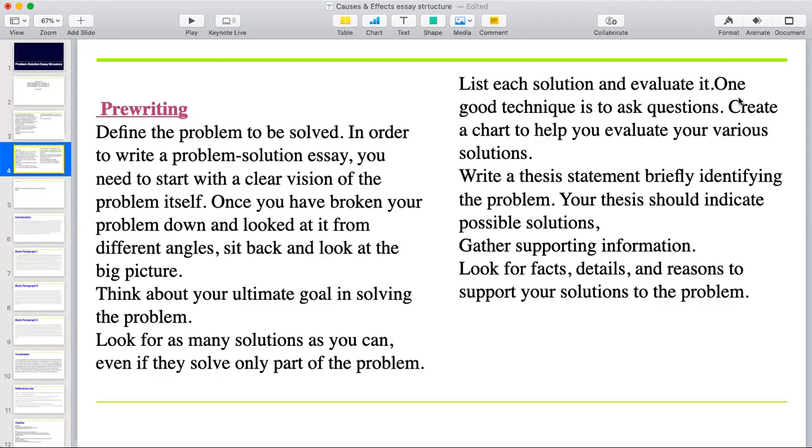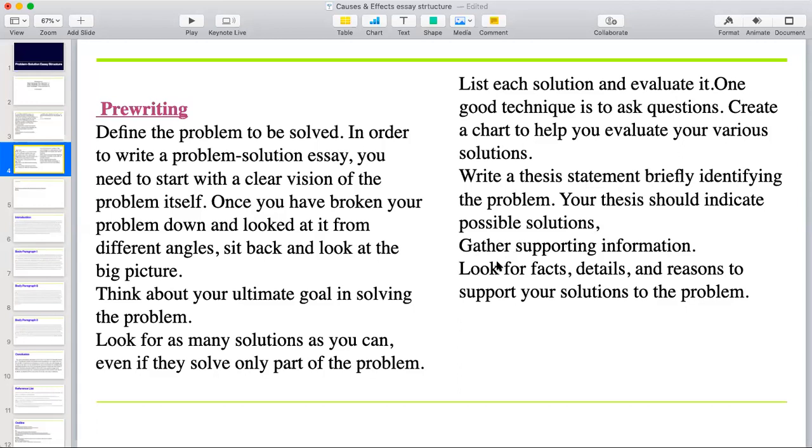So one good technique is to ask questions, create a chart to help you evaluate your various solutions while you are still in the pre-writing phase. Of course, it's very important to write a thesis statement that briefly identifies the problem and the solutions. And we're going to discuss this in details now.